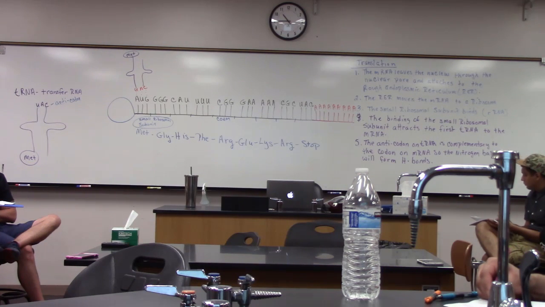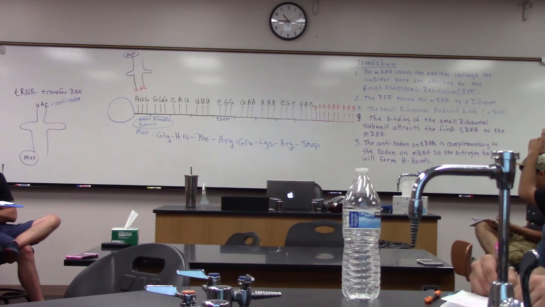So again, our small ribosomal subunit has come in and bonded to our messenger RNA. This attracts our first transfer RNA into the area. The anticodon on transfer RNA is complementary to the codon on messenger RNA, so the nitrogen bases will bond. We get some hydrogen bonds going on.